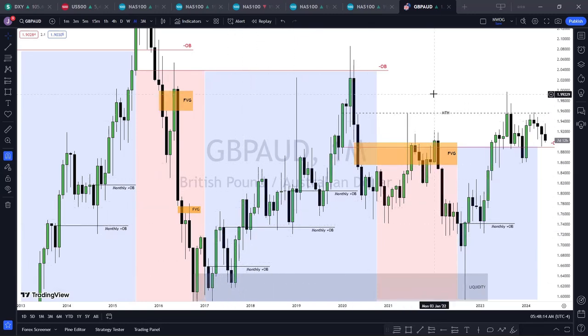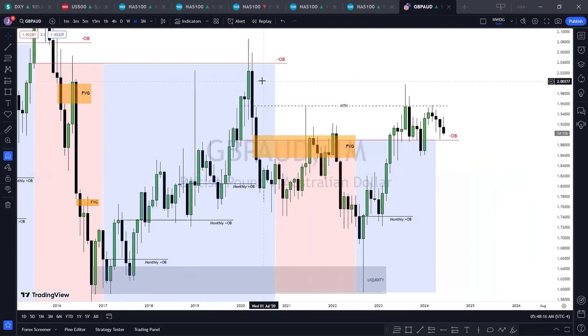Order flow is bullish, so we can go on and on. You can see here, market is bearish because institutional order flow is bearish. At this point here, institutional order flow is bullish. So you can see that price is finding support in this monthly bullish order block.